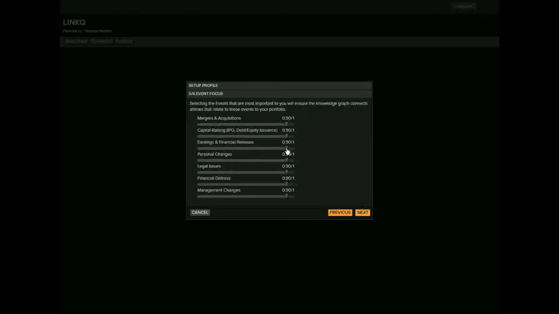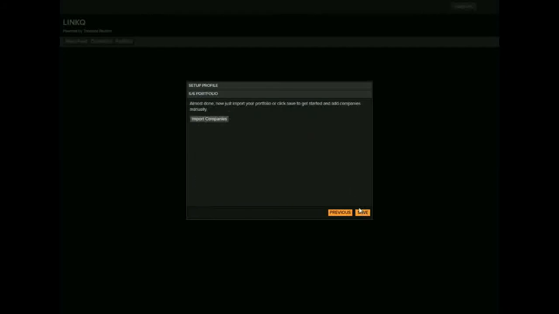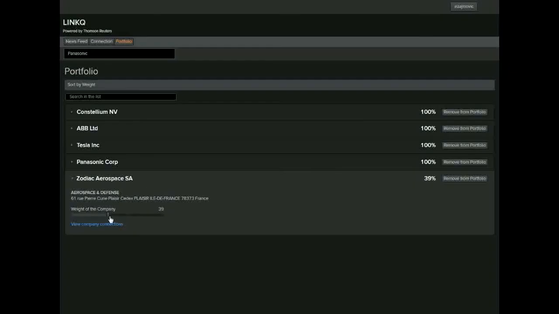They can also select the types of news event that are important to them, and this helps us to define a custom algorithm to provide the most intelligent news recommendations possible. The user then imports their portfolio, and we're done. Individual companies within the portfolio can also be given relative weights.